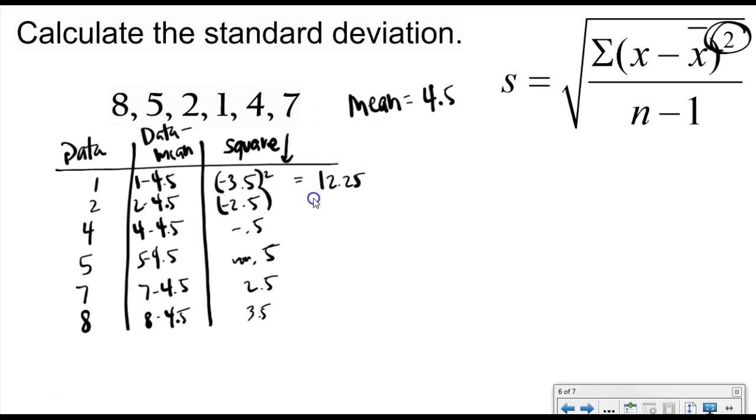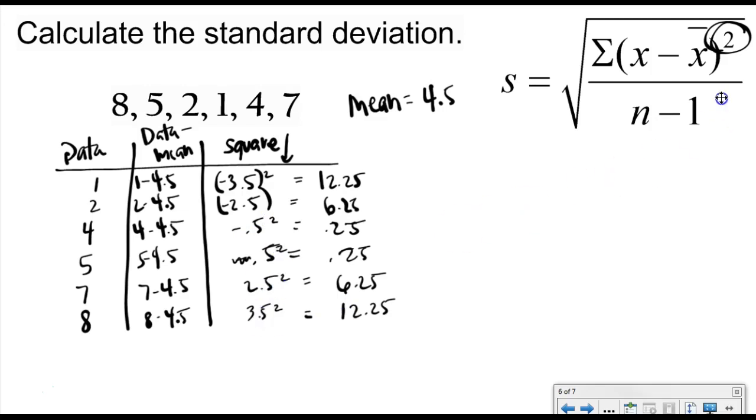I get 6.25, 0.25. Okay, so these are all squared.